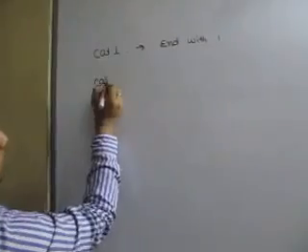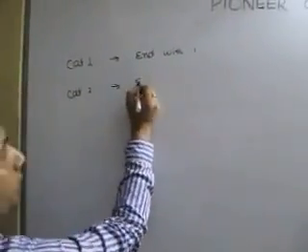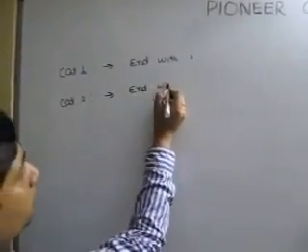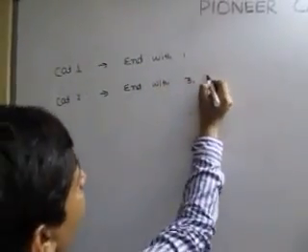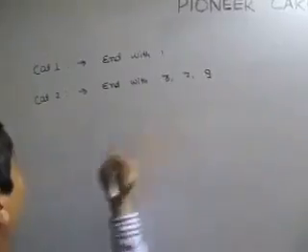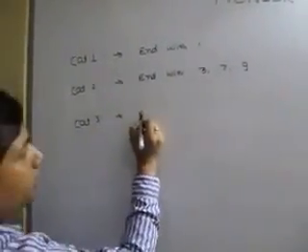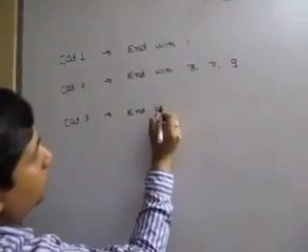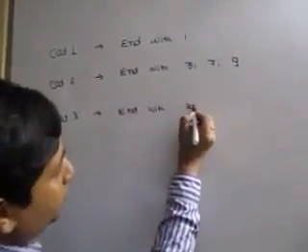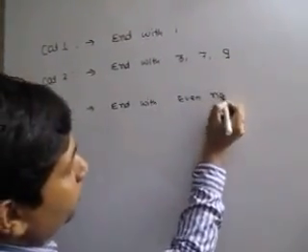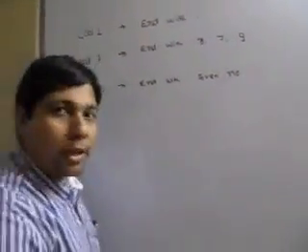Category 2 is when the number ends with either 3, 7 or 9. Category 3 is when the number ends with an even number. So we'll discuss one by one.